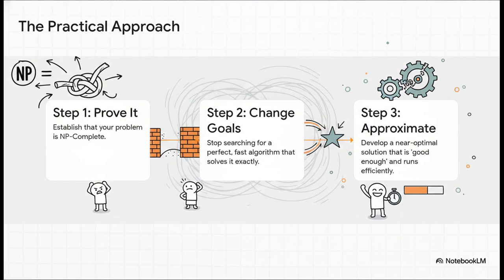So this gives us a really practical roadmap. When you run into one of these monster problems, the first step is to recognize it for what it is. Then you simply change your goal. You stop hunting for the perfect answer. And instead, you build what's called an approximation algorithm, a clever program that finds a solution that's good enough and does it in a reasonable amount of time. It's this beautiful trade-off. You give up on perfection to achieve something that's actually practical and useful.